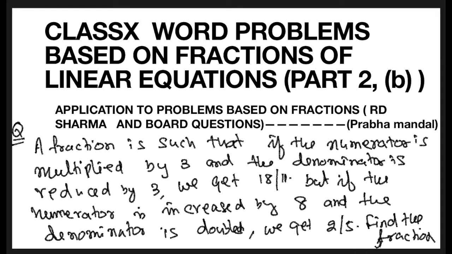As usual, we have done this in the last class, and we will do it the same way. But he did not say what the numerator and the denominator are, so we have to take them as variables, x and y, and from these two pieces of information we can find the values of x and y. After that we can find the fraction value.